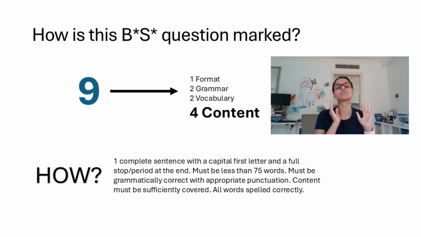It has to be less than 75 words but more than 50. You must have it grammatically correct with appropriate punctuation. Content sufficiently covered and all words spelled correctly to get that 2 out of 2 for vocabulary. The problem is with the punctuation. Very often we are randomly adding commas, we are randomly adding semicolons. This happens because, again, it's not marked by a human being who's trying to make sense of what you're writing, it is marked by artificial intelligence. So all those random commas seem to work for some bizarre reason. Whatever it is, we'll try to work around it.